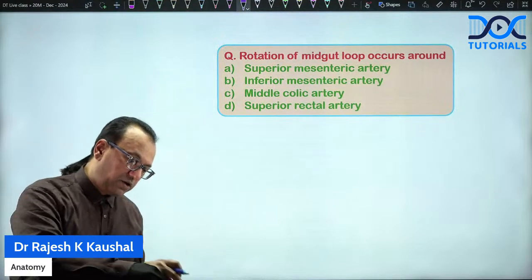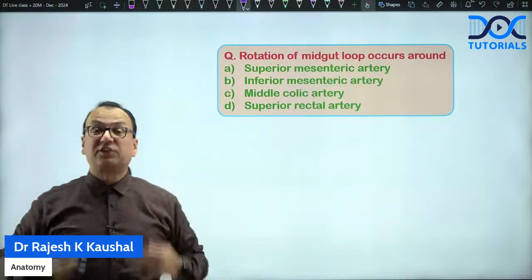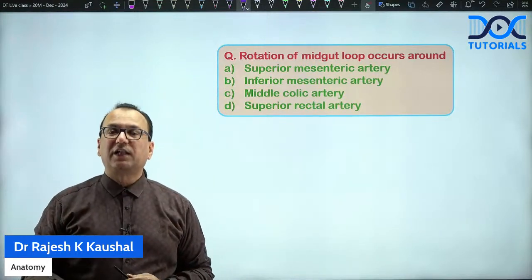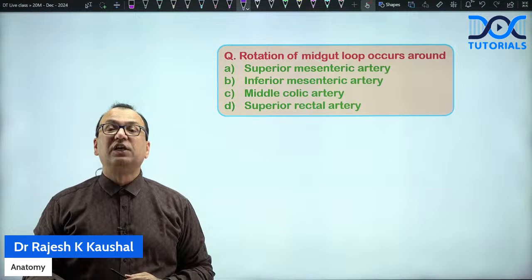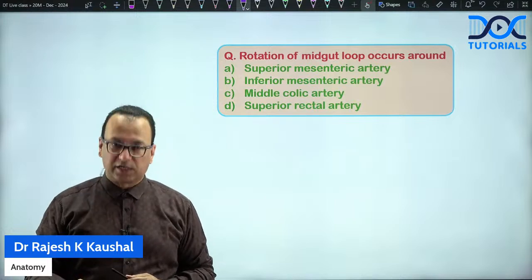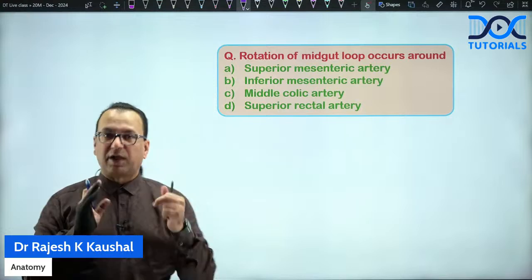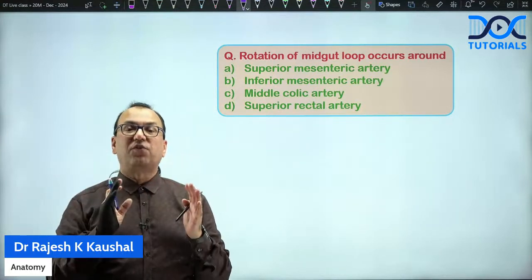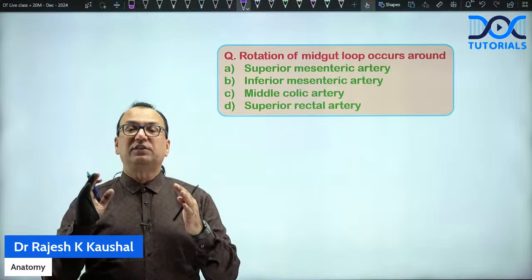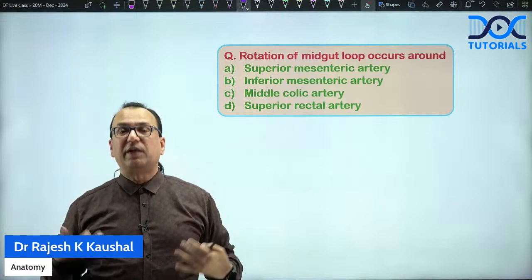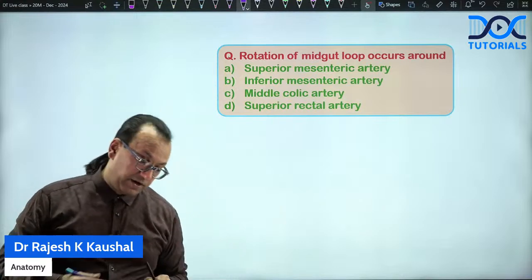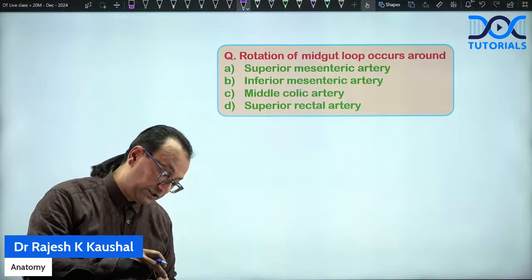So when we are talking about the developing gut tube, foregut, midgut, hindgut, it is the midgut which is more focused upon, though foregut is also rotating. Foregut rotates by 90 degrees. Stomach rotates by 90 degrees. Stomach is foregut. So that is 90 degrees. But chiefly we talk about midgut rotation. And by how many degrees do you think the midgut is rotating?